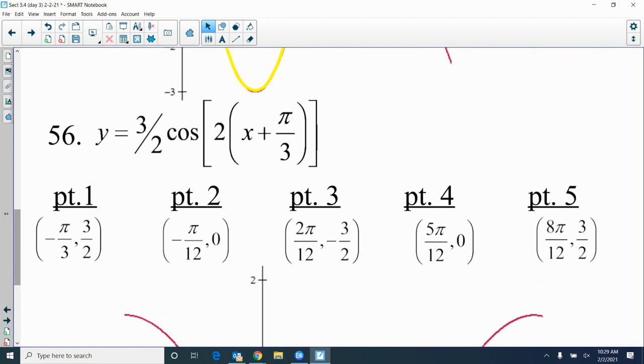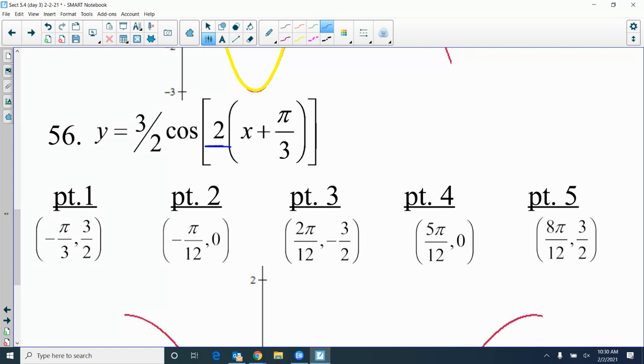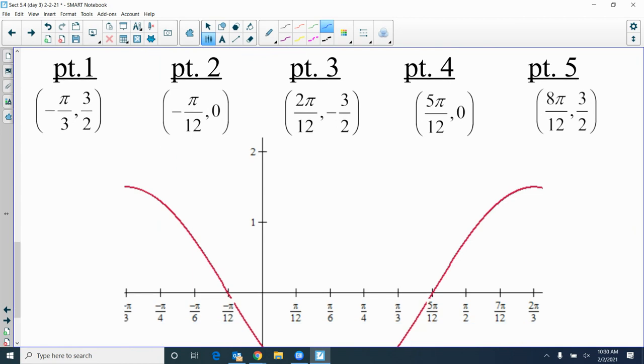What is the period of this one? Since that's a 2, the period becomes 2 pi divided by 2, which is pi. And now we cut that into fourths, so we add pi over 4, and that's how we go from one point to the other. Add pi over 4. That's how you get those x values, okay?